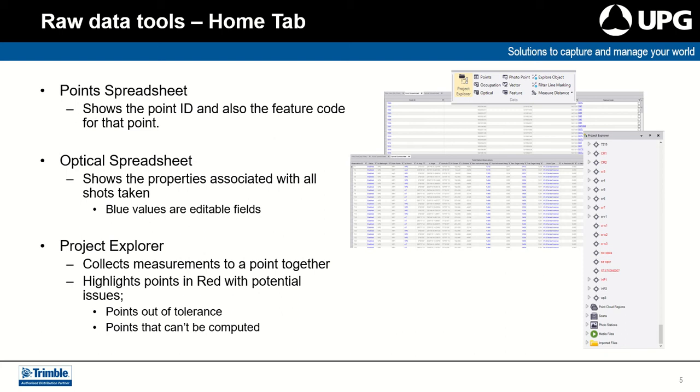Once the data comes into TBC as well, you will see that the Project Explorer is populated with all the points. Within this too, you will notice that there are some points that may be in red. This indicates that they will have a flag against them as they've fallen out of tolerance, or they're a point that can't be computed, and you should go and look at each of these occurrences to determine what has gone on to make sure that they are okay. If they're not okay, I would simply just disable the point.